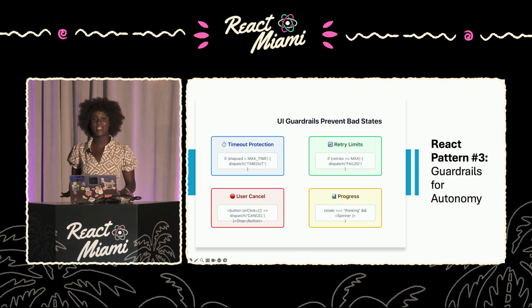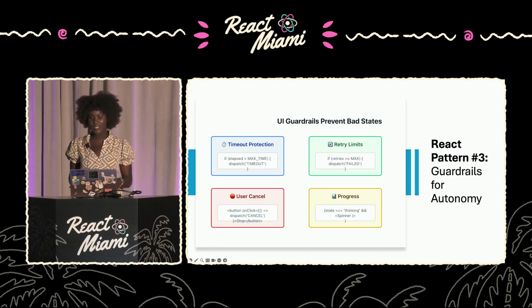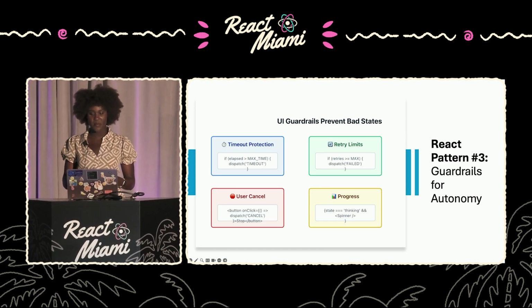And last but not least, guardrails. Autonomy without guardrails is just chaos with confidence. Every transition needs to pass through a guard. Max tries, token budget, tool allow list, human-in-the-loop checkpoints. The agent doesn't decide what it can do, you do. UI guardrails prevent bad states, and guardrails protect user trust and developer veracity.